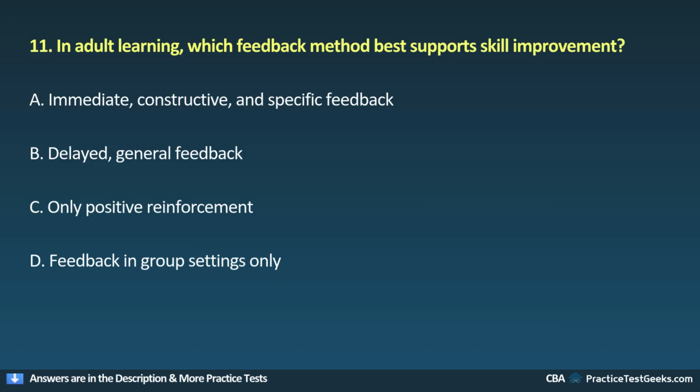11. In adult learning, which feedback method best supports skill improvement? A. Immediate, constructive, and specific feedback. B. Delayed general feedback. C. Only positive reinforcement. D. Feedback in group settings only.